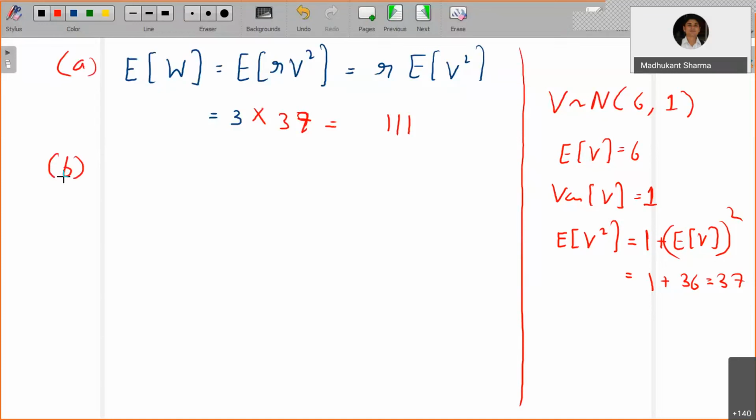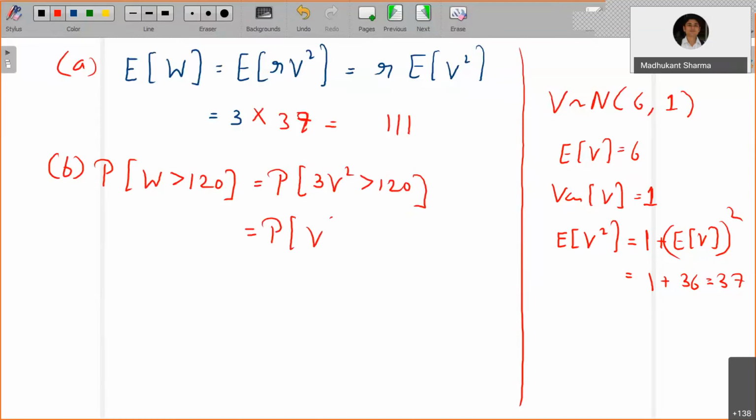But for the second part, I am interested in finding the probability of W greater than 120. Now see, W is R times V square, so that is 3 times V square greater than 120. So this equals the probability of V square greater than 40, right? V square greater than 40 means V is greater than the square root of 40, that is the equivalent event.